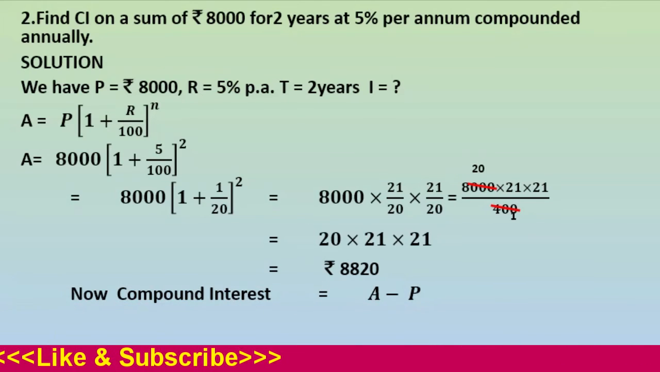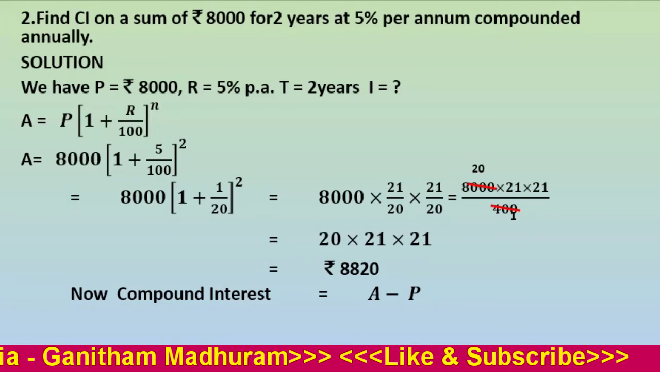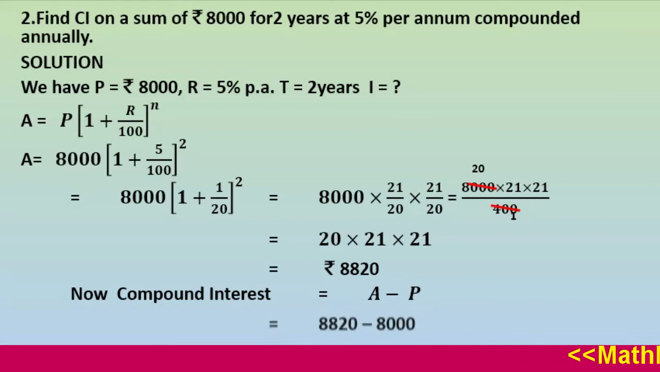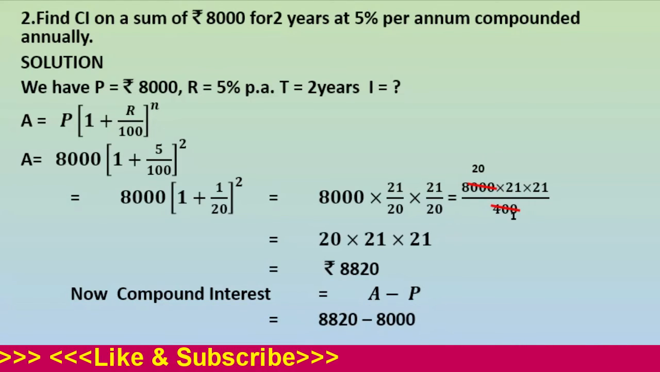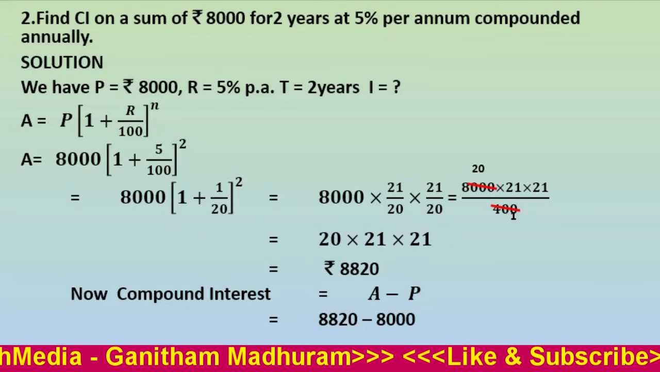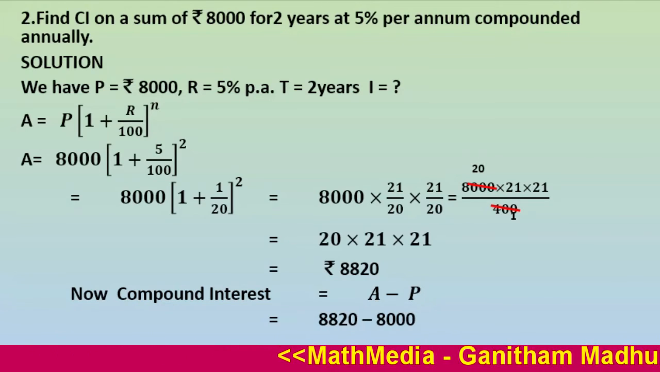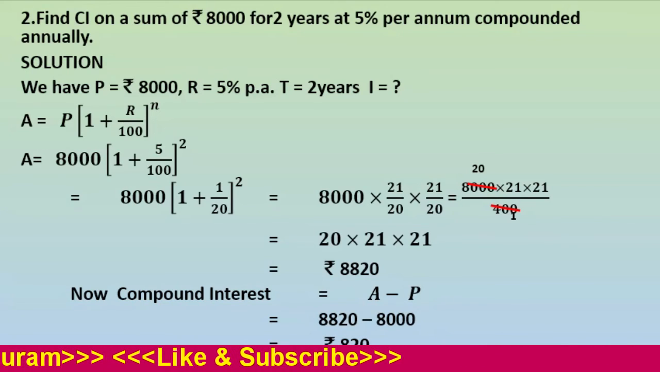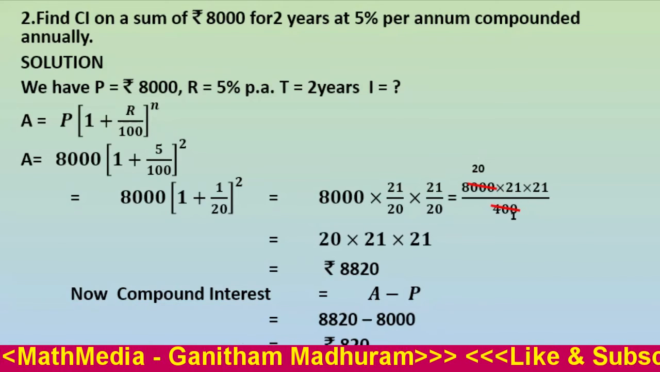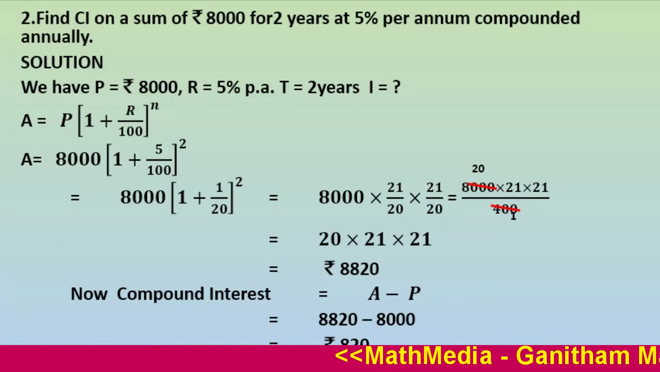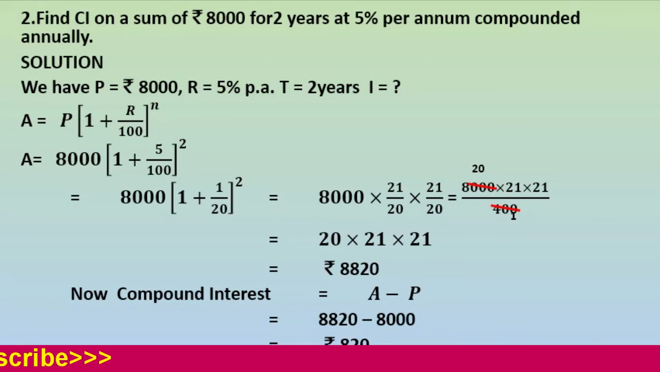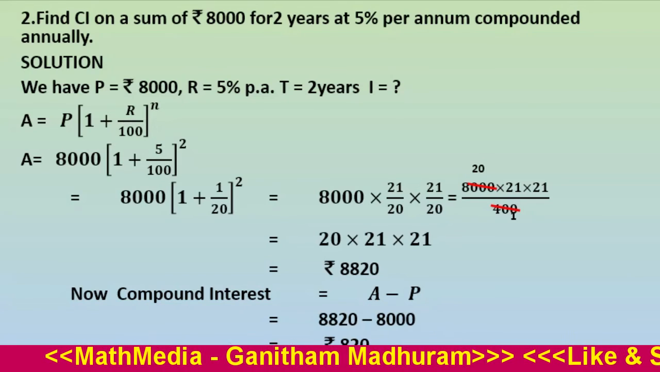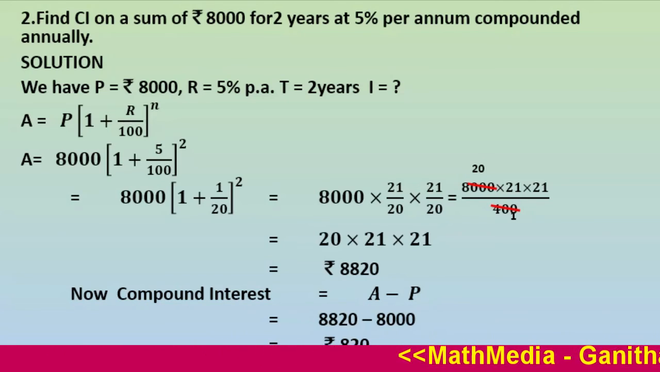Now we have to find compound interest equal to A minus P. Our A we found is rupees 8820, minus principal is 8000. While subtracting we get rupees 820, which is the required answer. The question is find compound interest on a sum of rupees 8000. So the compound interest will be rupees 820.